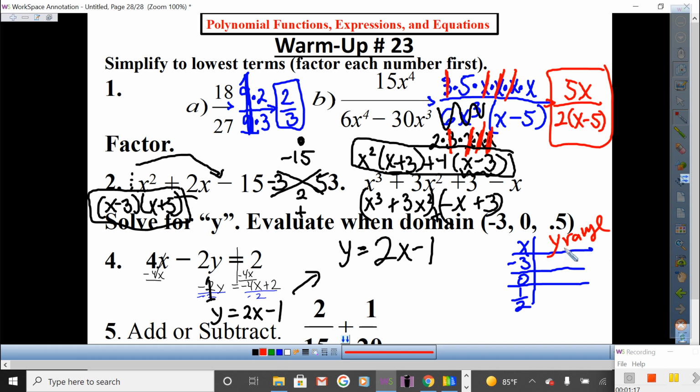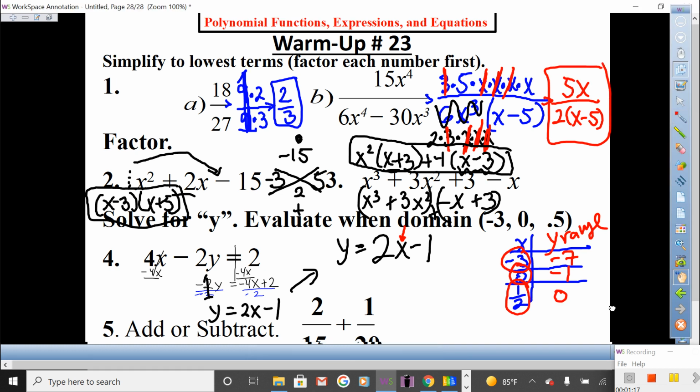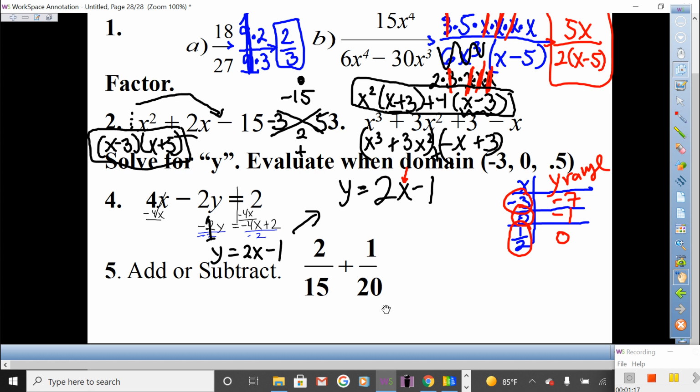So here we go. I take negative 3 and I substitute that here. So negative 3 times 2, that's what? Negative 6 minus 1, that's negative 7. Next value, 0. What is 0 times 2? 0 minus 1, negative 1. And last but not least, what is half of 2? 1 minus 1, that's 0.